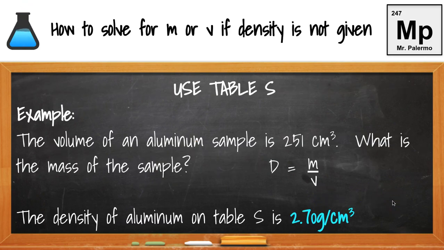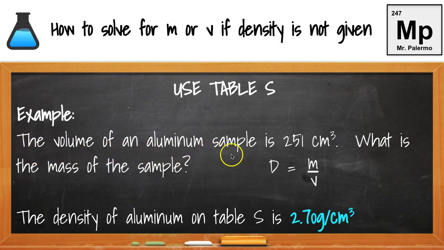How do you solve now for mass or volume if density is not given? So you end up with two variables, which we can't have. So density of all our elements are actually listed on table S, which is in the center of your reference table. So here's an example.